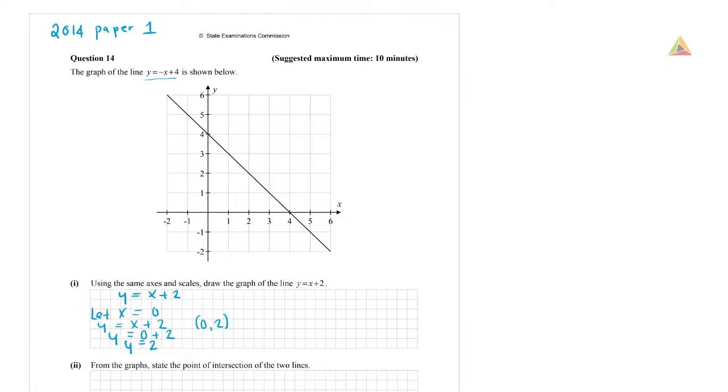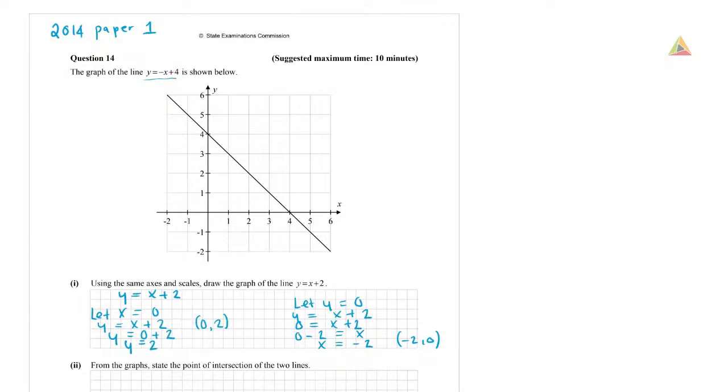So now we need to get the other point. So this time I'm going to let y equal 0. I'm going to write out my equation again. y is equal to x plus 2. So instead of putting in y, I'm putting in 0 this time. So 0 is equal to x plus 2. We're going to bring the number 2 over beside 0. So 0 minus 2 is equal to x. So x is equal to minus 2. So the point there is minus 2 and 0.